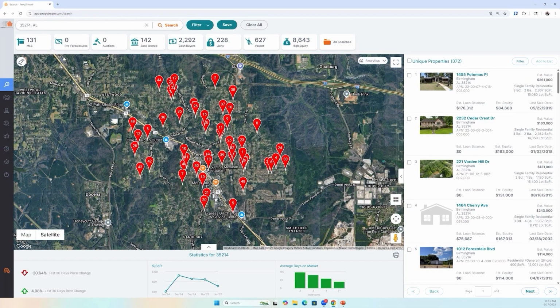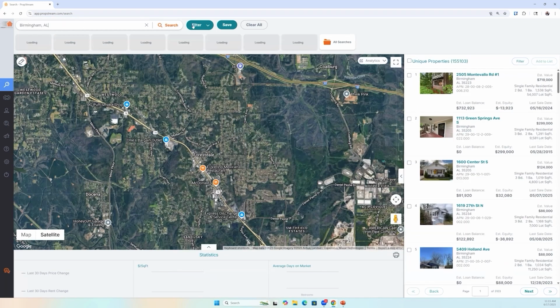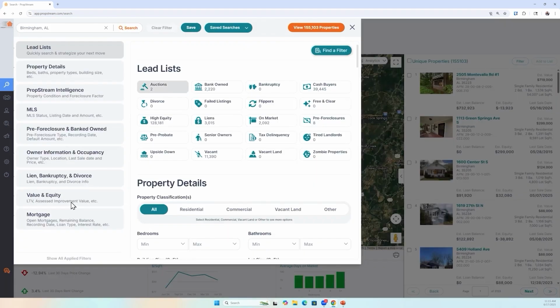How do we use PropStream to find subject to deals? Let's say Birmingham or a different city, it doesn't matter. But yeah, how do we do that? Yeah, so the easiest thing you probably want to narrow down, obviously, when doing a subject to, one of the most important aspects is: is there a note on the property? And thankfully, we have mortgage filters.